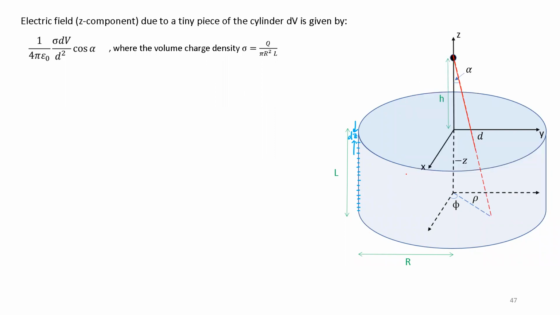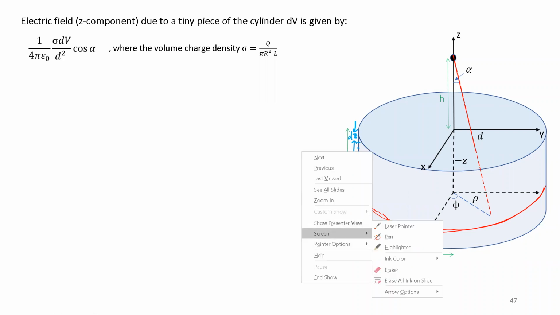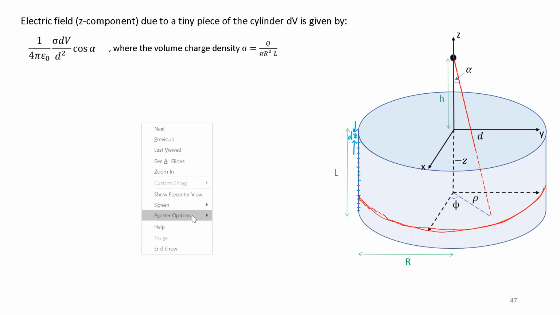So what we need to do is suppose I consider one of the layers, like this layer. Now for this layer, I can consider one of the volume elements. This one.